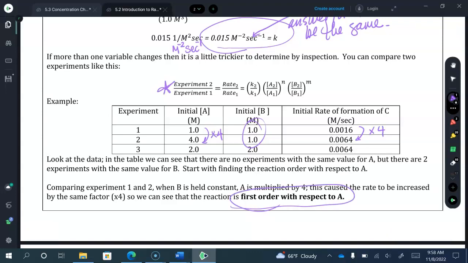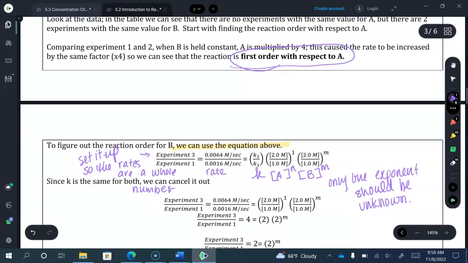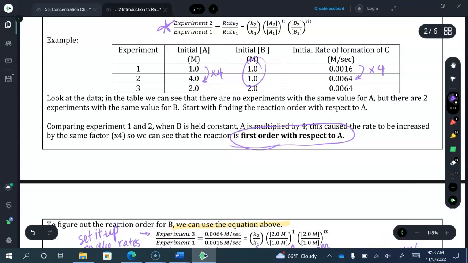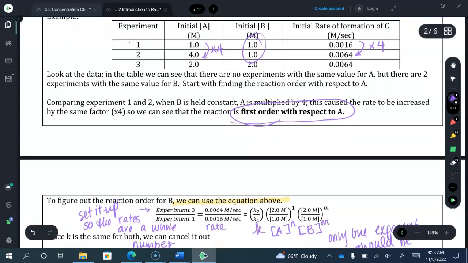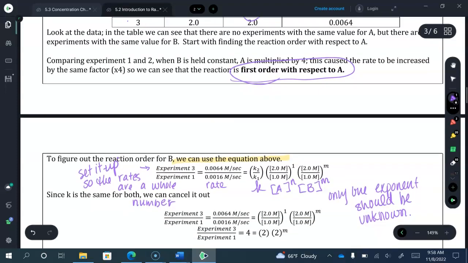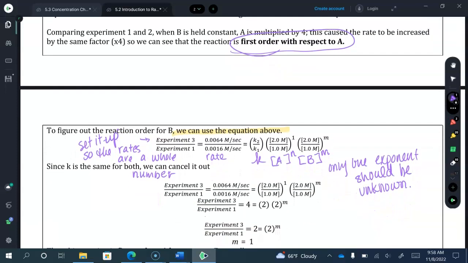We can then use that to figure out the order for B. Looking at the reaction order for B, the easiest one is probably experiment 1 and experiment 3, because the numbers are nice and we probably will get a whole number relationship. So you put the bigger number on top, divided by the smaller number for the rate, and then you follow the same pattern, setting up the 2 rate law expressions for experiment 3 and experiment 1.